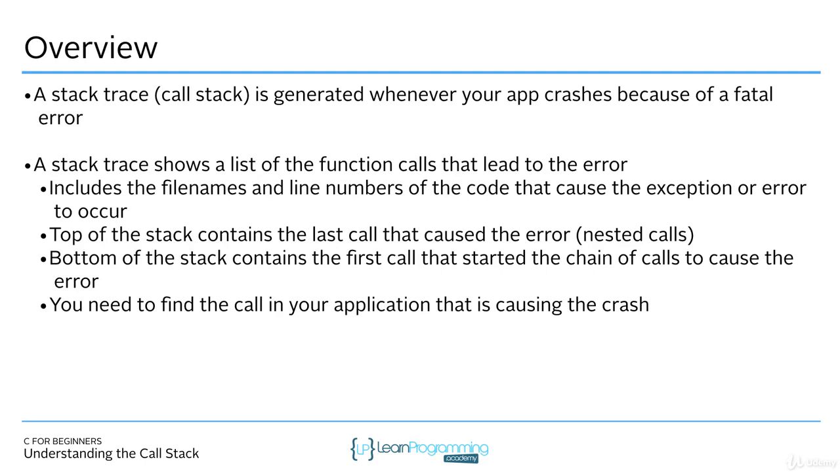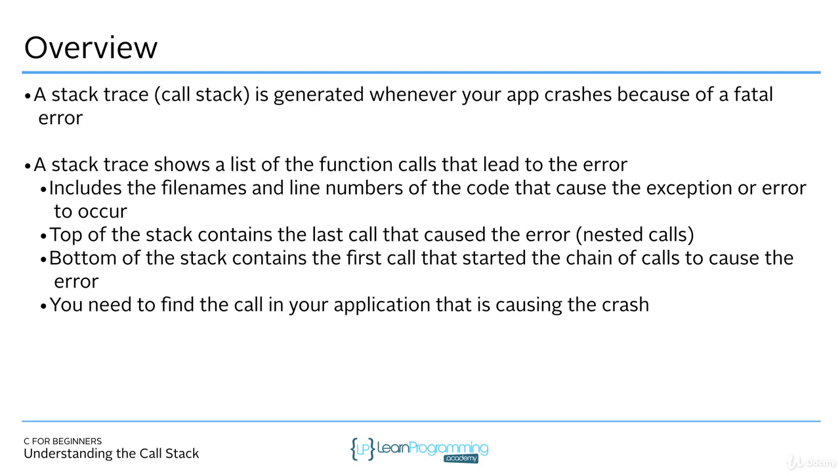So the call stack contains a lot of good information. It will include the file name and the line numbers of the code that causes the exception or the fatal error to occur. The top of the stack contains the last call that caused the error, and there could be nested calls. The bottom of the stack contains the first call that started the chain of calls leading to the error. Usually in C, that will be the main routine. Main invokes another function, which invokes another function, and so forth, and then that last line is detailed. It's very, very helpful for app crashes.